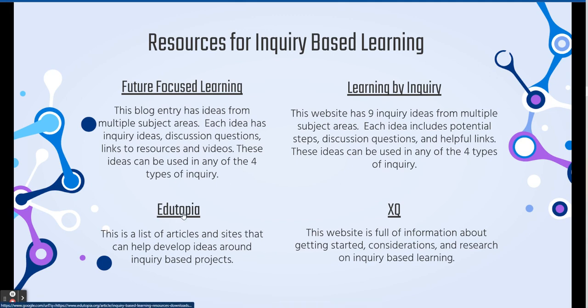This Edutopia link takes you to a whole list of articles that are focused on inquiry-based projects and this idea of inquiry. And then this last one, XQ, is again full of information about where to start, considerations, research, things like that. So if you are looking to do this, but you need to convince your admin that this is a good idea, XQ is a fantastic link because it has some really great research about how inquiry-based learning can have a positive effect in a classroom. So if you need to convince anybody that this is the direction you want to go, this is a fantastic way to start that.